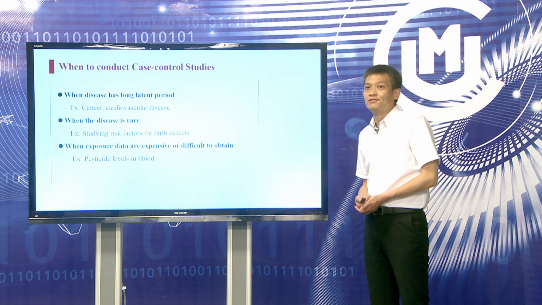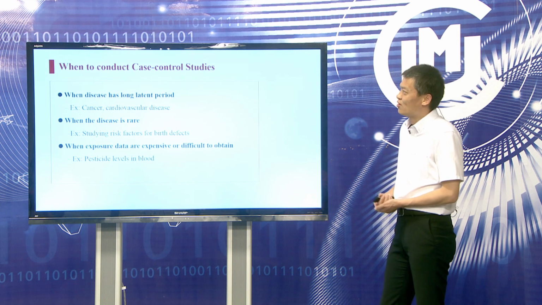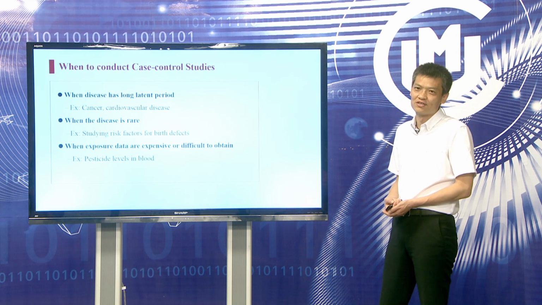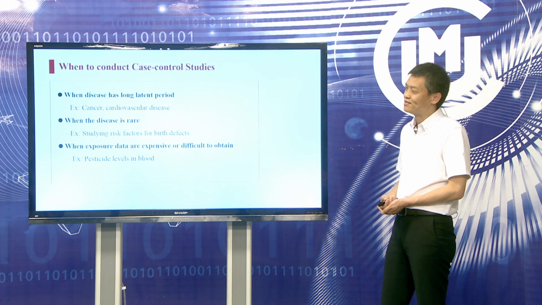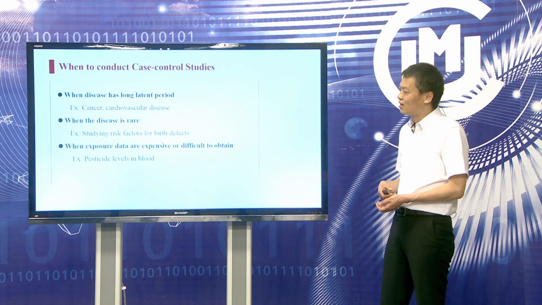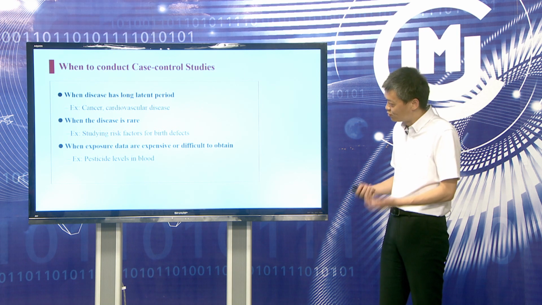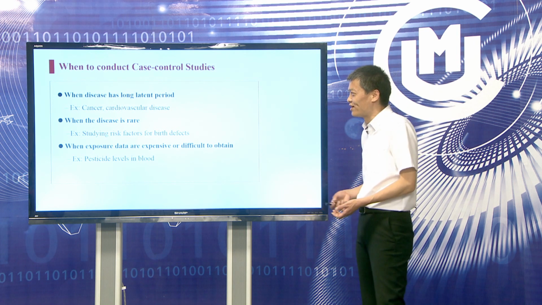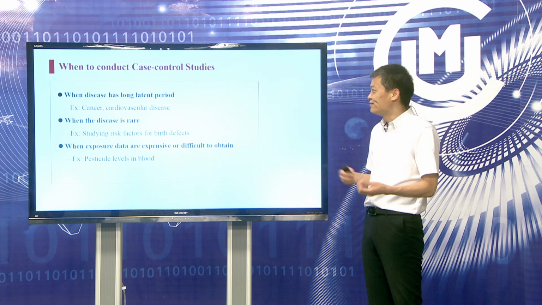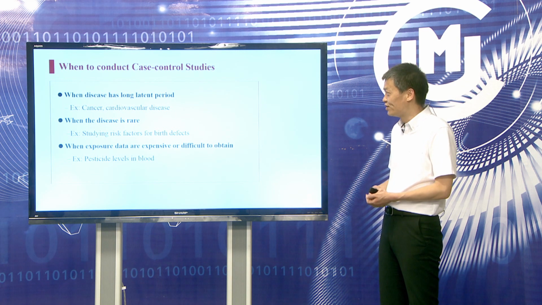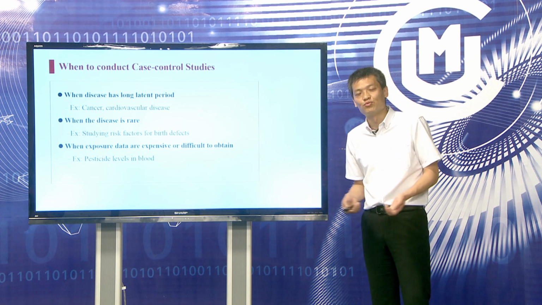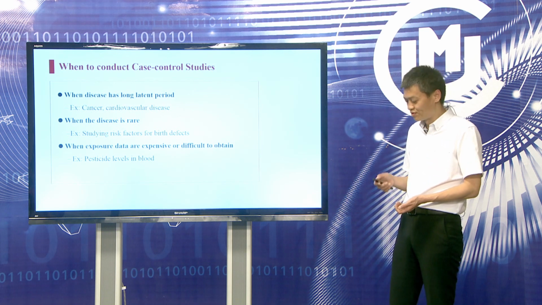Why conduct case control studies? First, where the disease has a long latent appearance, for example, cancer or cardiovascular disease. Another is where the disease is rare, it is suitable to study the risk factors, for example the risk factors for birth defects, as birth defects are a rare disease. The third is where exposure data are expensive or difficult to obtain. It is suitable to implement a case control study.